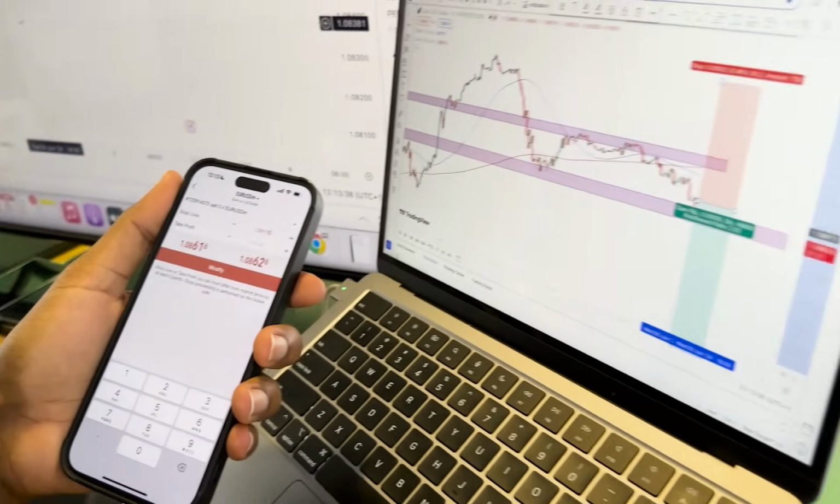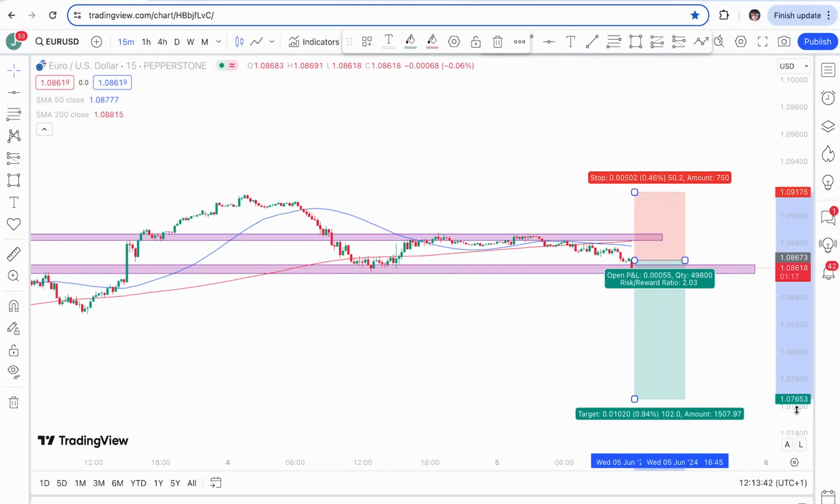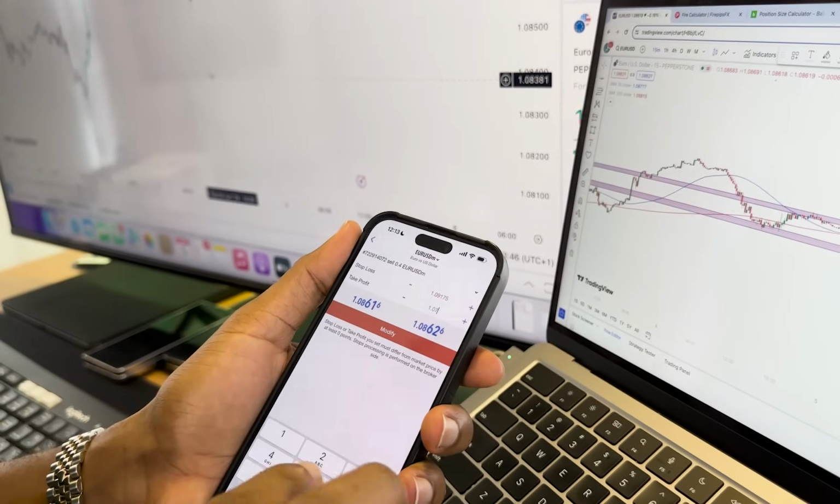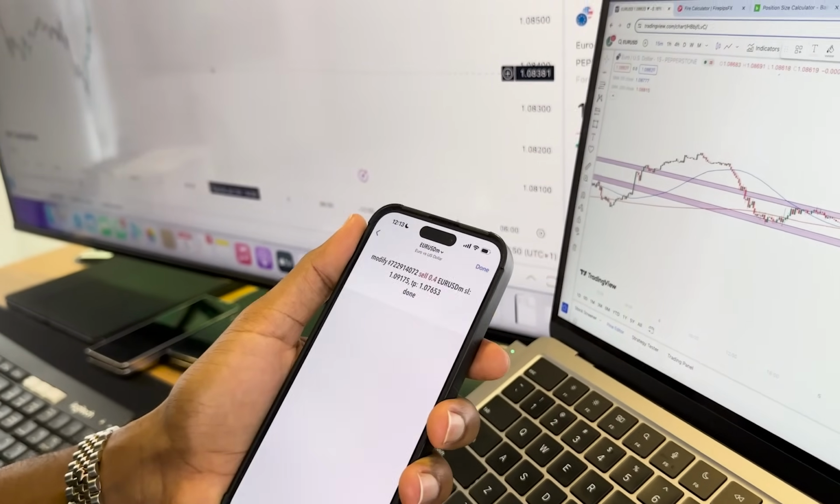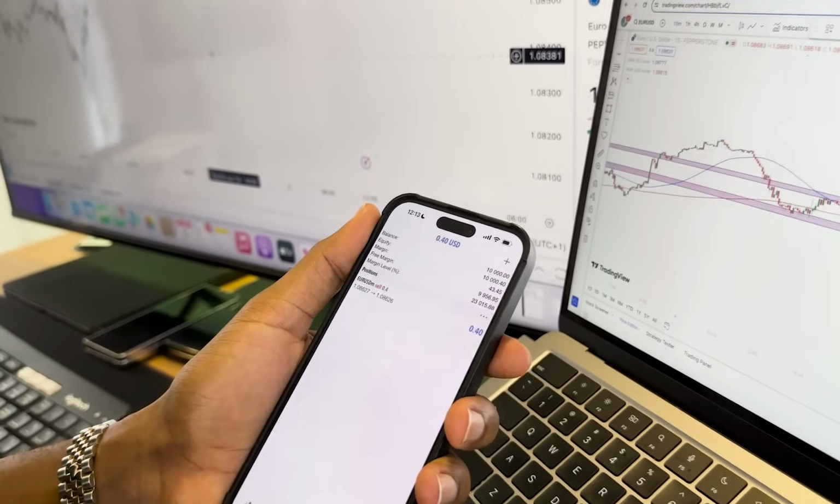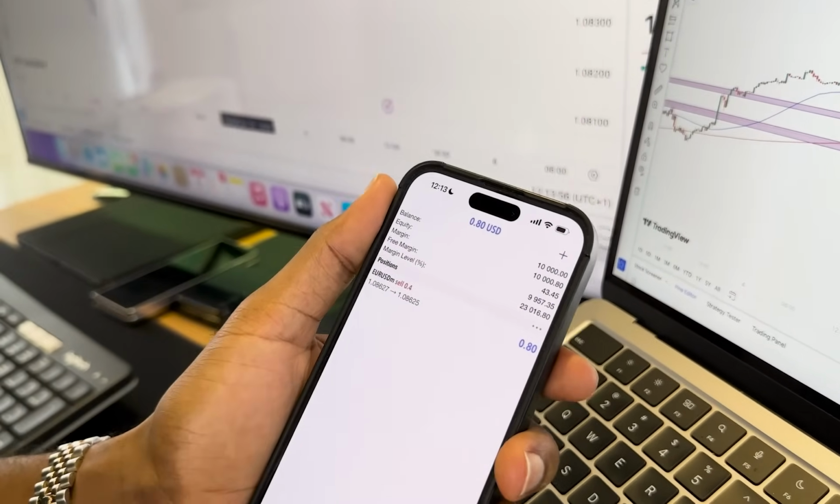1.09175. All right. Then the take profit is going to be 100 pips away from there, which is going to be 1.07653 modified. So that's on Euro USD. You can see I'm already in slight profit.